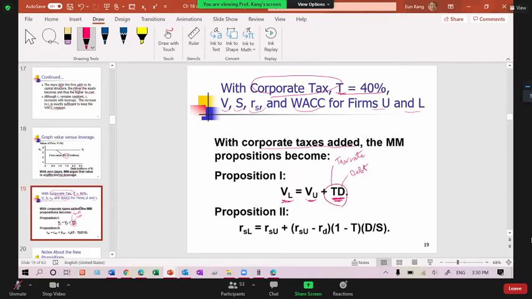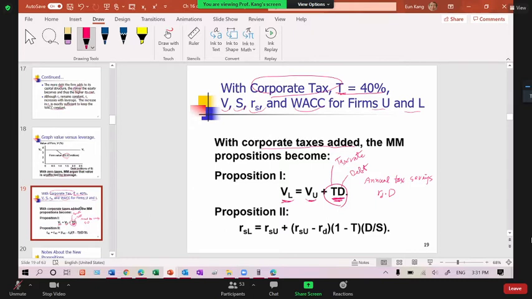Then this TD comes from the perpetuity formula. So the annual tax savings is such that, RD times D. What is RD times D?